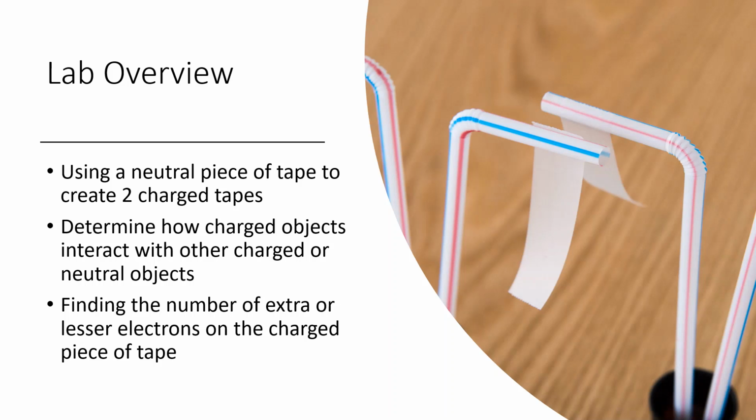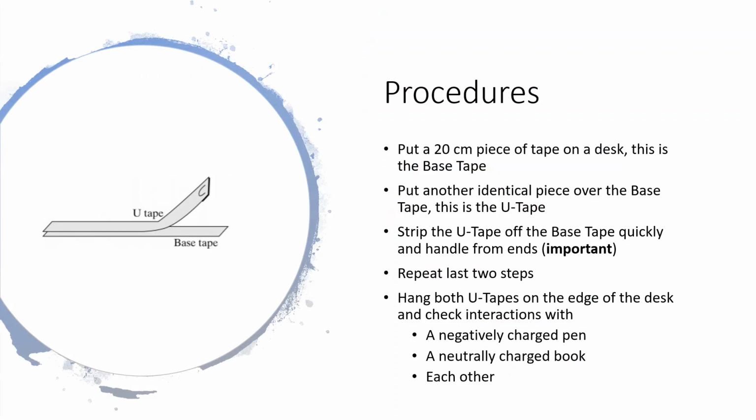Procedures involve putting a 20 centimeter piece of tape on the desk. This was a neutral desk, and this would be our base tape. Then we put another identical piece of tape over the base tape and created a U-tape. We would strip the U-tape off the base tape quickly, and this would create a charged U-tape because we're stripping electrons off the base tape. We'd have to handle the U-tape from the ends, which is important so that we do not touch and transfer some of the electrons onto our hand from the U-tape.